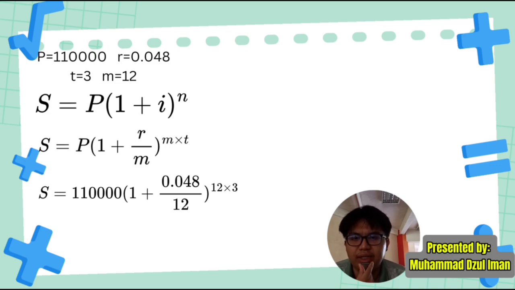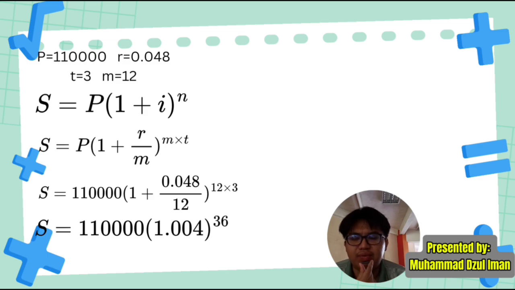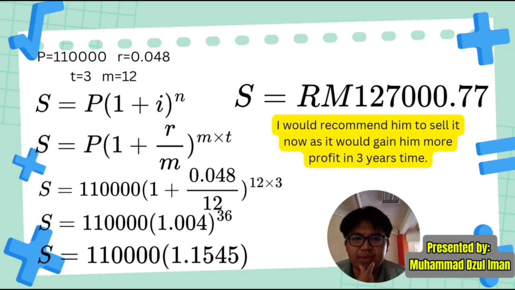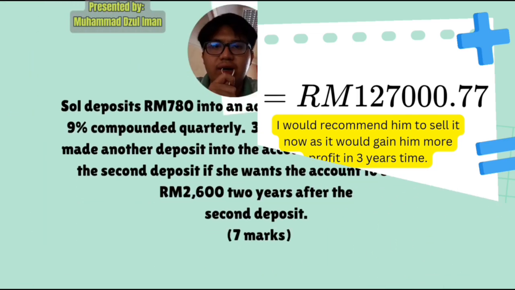Next, we fill in the numbers from the question, where we can calculate it, and we will get S equal to 110,000 times 1.004 to the power of 36, which we simplify to 1.1545, and we multiply it, we will get S equal to RM127,037.70. I would recommend him to sell it now, as it will gain him more profit in the 3 years in the future. Thank you.